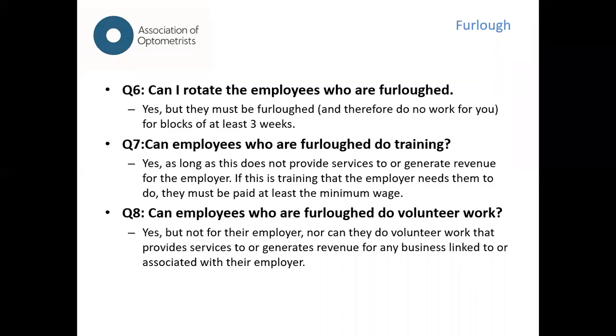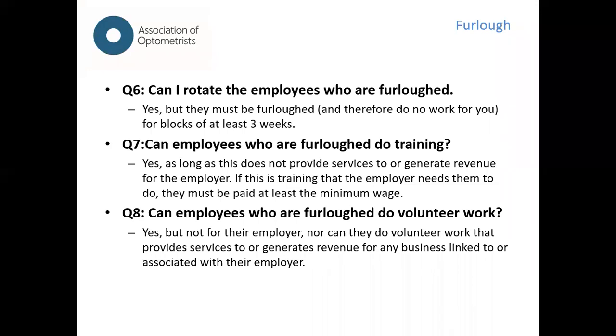The first thing to note is that, as I'm sure you're all aware, the guidance is changing all the time. So it's very important to keep checking the furlough guidance on the AOP website, as well as the government websites, because we're receiving updates almost every day on changes to the rules. So one of the first questions is, can I rotate the employees who are furloughed? The answer to that is that you can, but they have to be furloughed and therefore do no work for you whatsoever for blocks of at least 3 weeks. And those weeks must be consecutive weeks. So that may help if you've got a number of staff who want to be furloughed, or a number of staff who want not to be, and you want to swap it around, but they must do no work at all for blocks of 3 weeks.